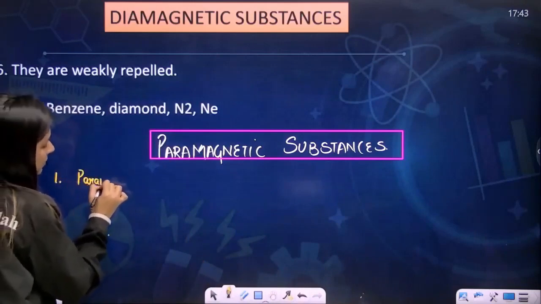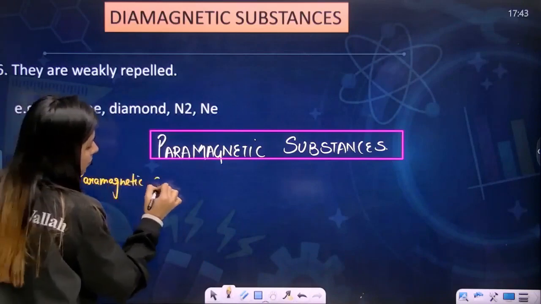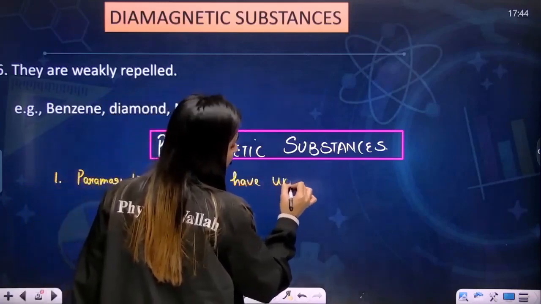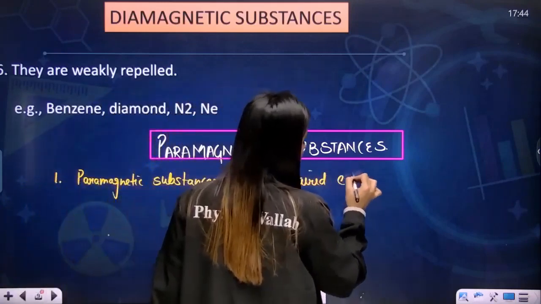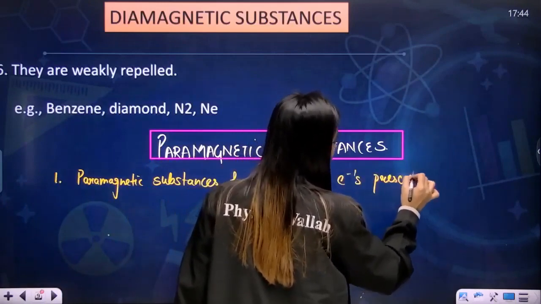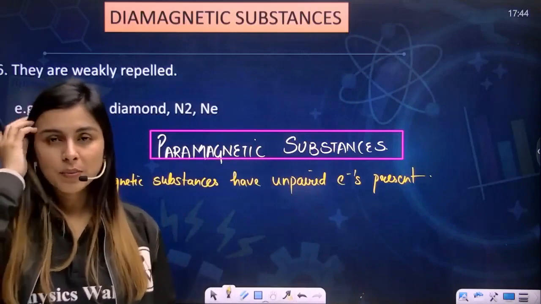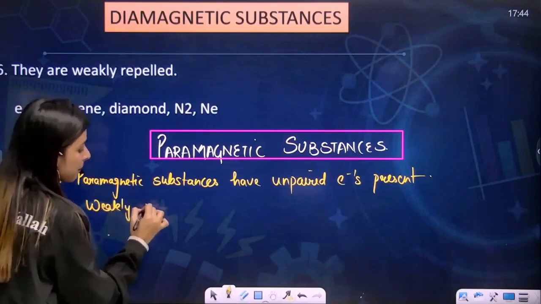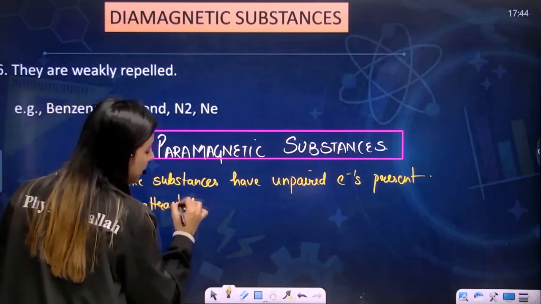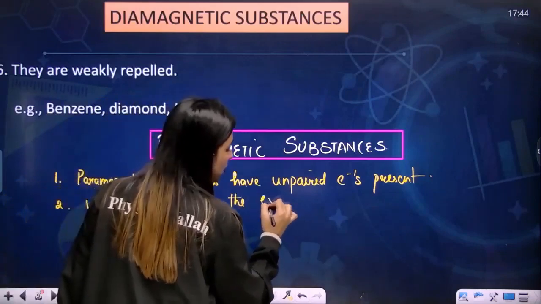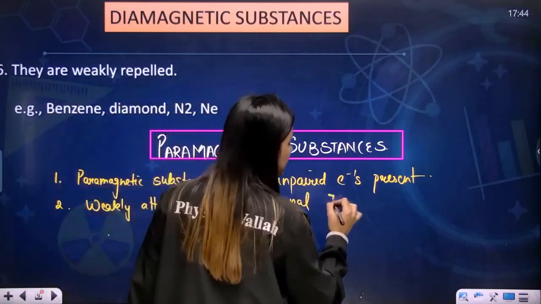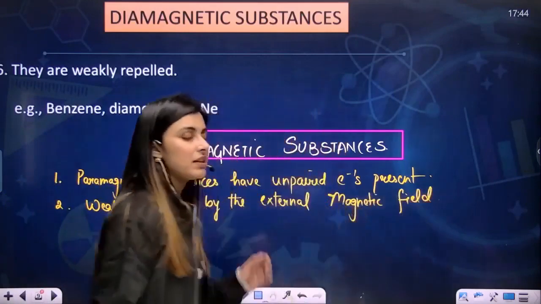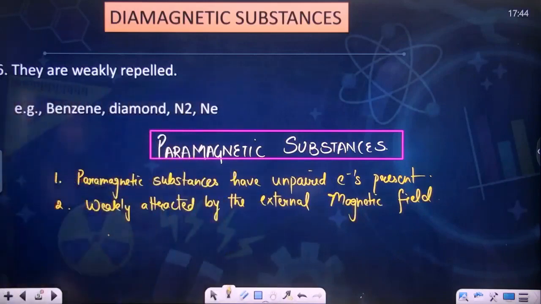Paramagnetic substances have unpaired electrons present. So they have some spin magnetic moment, and because they have spin magnetic moment, they are weakly attracted by the external magnetic field. This is the only thing that you need to remember in chemistry. Nothing else, only this will be asked. Okay, perfect. Please write it down, then we'll move forward.